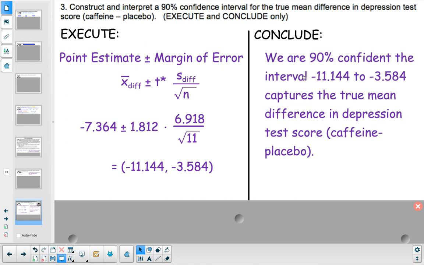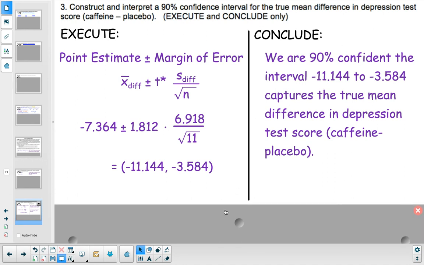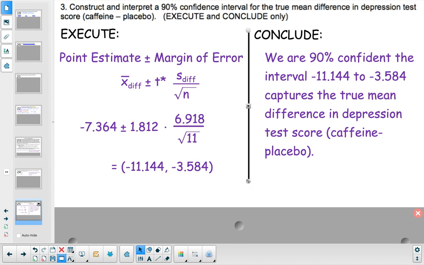Here's your conclusion. We are 90% confident the interval from negative 11.144 to negative 3.584 captures the true mean difference in depression test scores, caffeine minus placebo. And all of our plausible values are negative, implying that the placebo depression rating is higher.